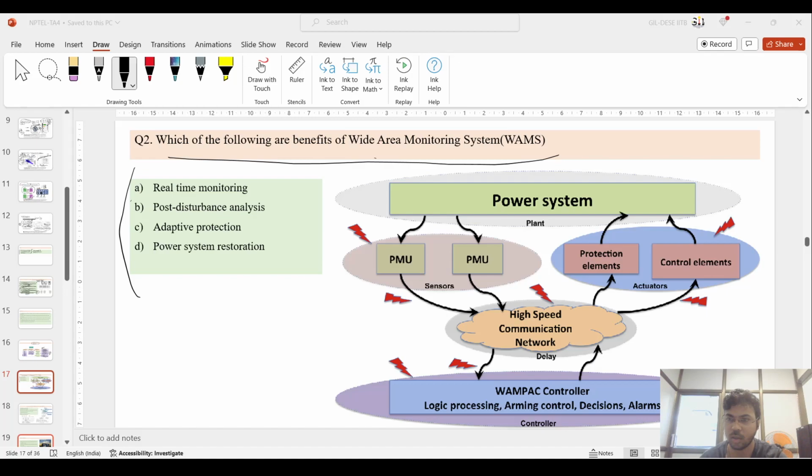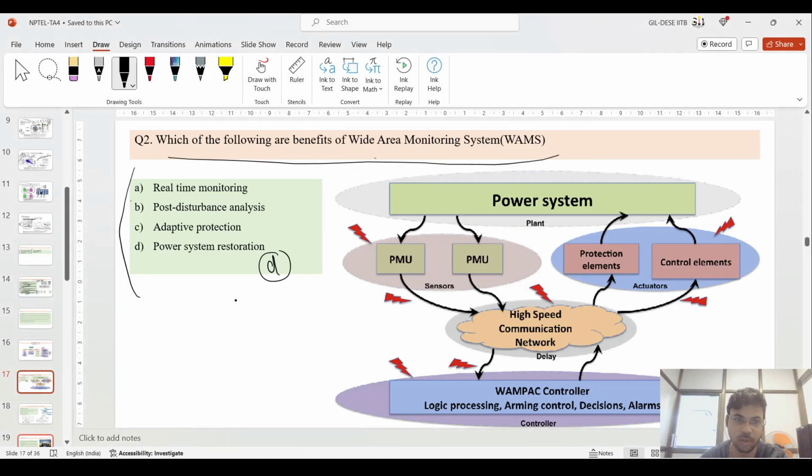Power system restoration. Deepa is saying power system restoration, D option. Okay. Any other answers? Okay. Pratik is saying all. Deepa, you can switch off your mic.